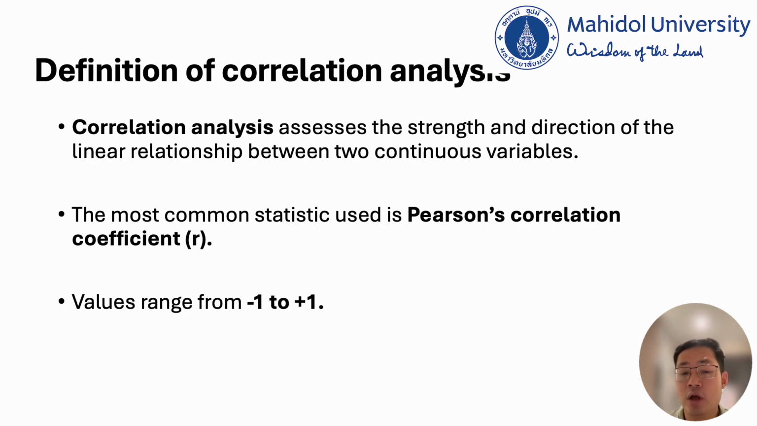Next, we explore the correlation analysis. This method is used to examine the relationship between two continuous variables. The most common measure is Pearson's correlation coefficient, which ranges from -1 to 1. A positive value means the variables increase together. A negative value means as one increases, the other decreases. Values close to 0 indicate a weak relationship, while values close to -1 and 1 indicate a strong one.